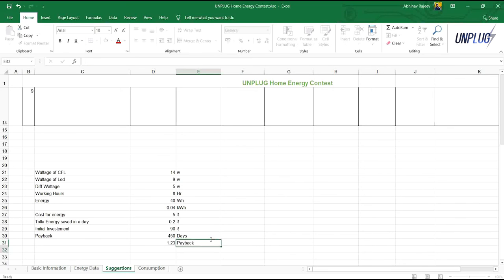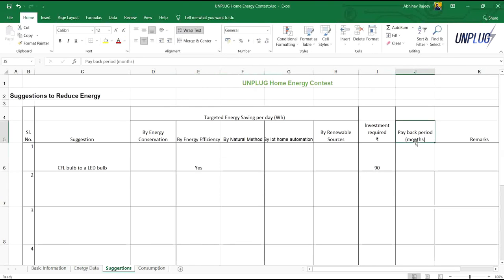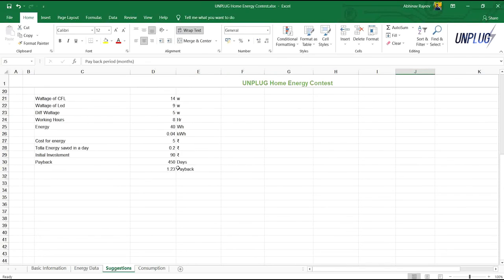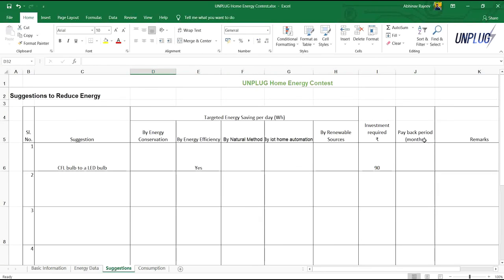So what's asked here? It's asked in months. So you have to convert that into months. You can change the duration, like here, you can change the duration. It's according to you, no problem. Or let's go with months itself. Okay. So it's around 14 months. This is how you could do it.